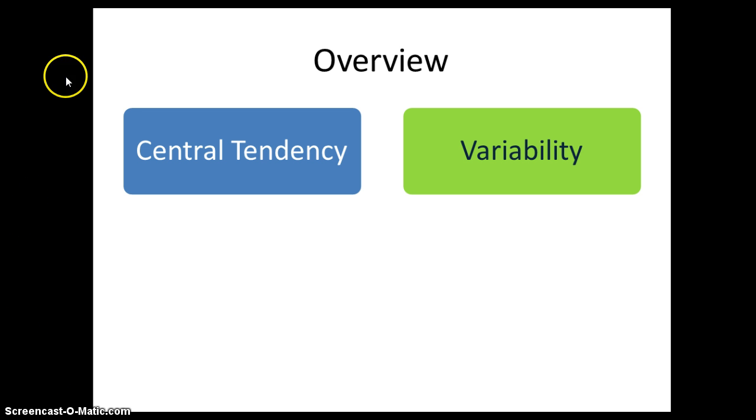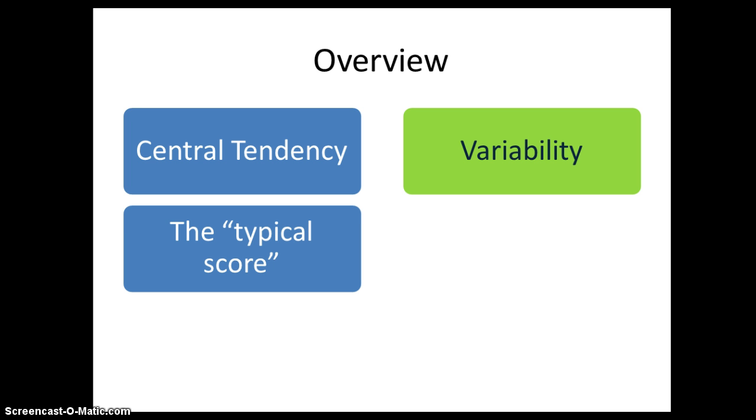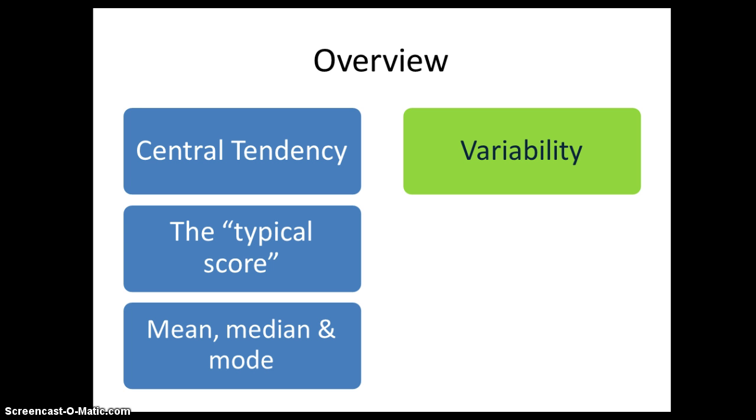So, to begin with, we can talk about two different things when we're describing a set of data. These are descriptive statistics. The first is central tendency, and the second is variability. In central tendency, what we're talking about is a typical score. So we're trying to take a set of data and reduce it to a single score that describes that data set. And usually what we're using is either the mean, the median, or the mode. Those are all different measures of central tendency. They're a single number that summarizes that set of data in some way.